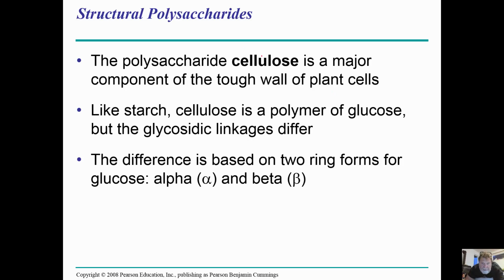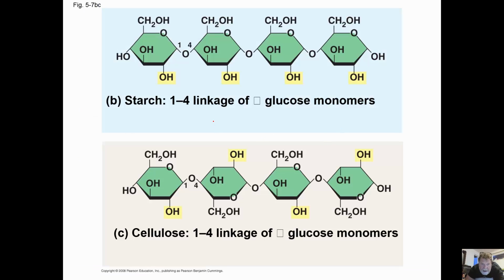Cellulose is a major component of the tough cell walls of plants, and because again we have two ring forms of glucose, the alpha and beta. I'm not going to get into those too much, but basically a 1,4 linkage of the glucose monomer in starch gives us hydroxyl groups all on one side, and so this molecule will actually form a kind of helix-like structure. You might say, well, that's going to be very strong, but it's not, because it allows for molecules to come in here and attack it.